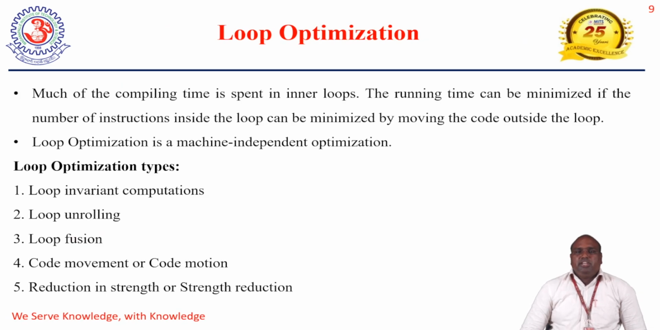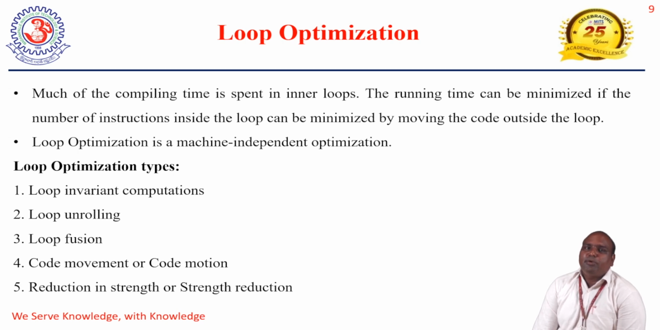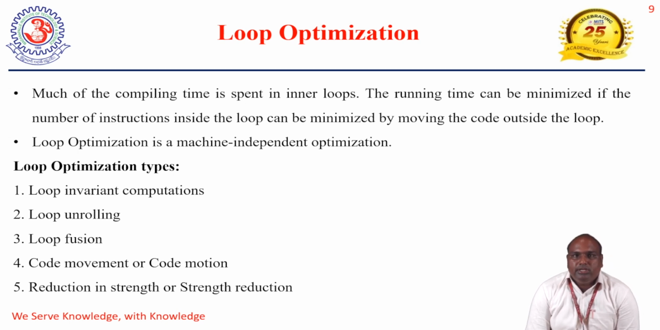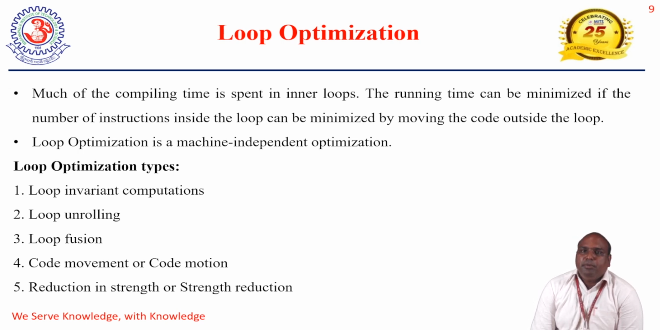The next code optimization technique is loop optimization. It is also one of the important techniques in code optimization. Why? Because most of the compiler time is taken inside the loop. Optimizing the code inside the loop will automatically reduce the space and time of the program's execution. That's what I mentioned here: much of the compiler time is spent inside the inner loops. The running time can be minimized if the number of instructions inside the loop is minimized, or moved outside the loop. Loop optimization also comes under machine independent optimization.